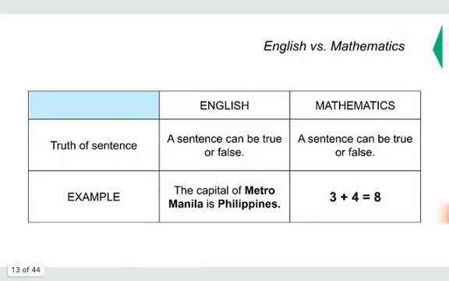I talked about this a while ago. Hindi ibig sabihin na complete yung iyong sentence, or you have a complete thought, you can already say that it's true. It can actually be false, diba? In English, we know that this is a wrong statement, an incorrect statement, a false one. The capital of Metro Manila is Philippines. So this one is also false. 3 plus 4 is equal to 8 according to this mathematical sentence. But we know for a fact that it's 7 actually.